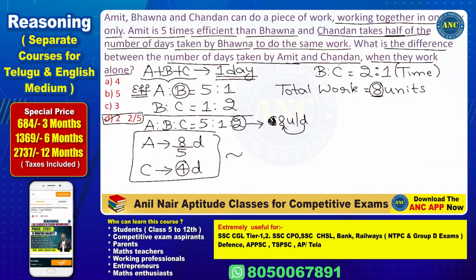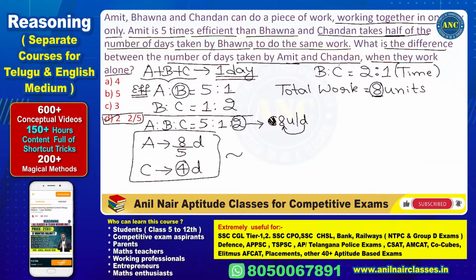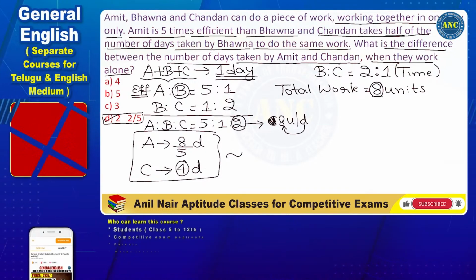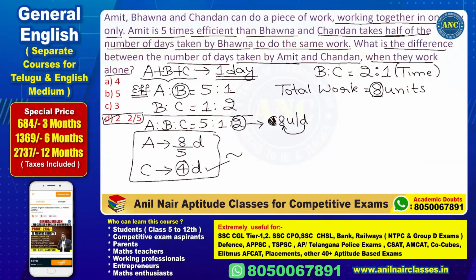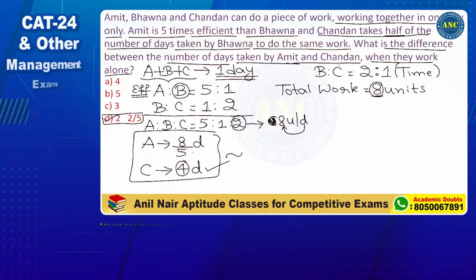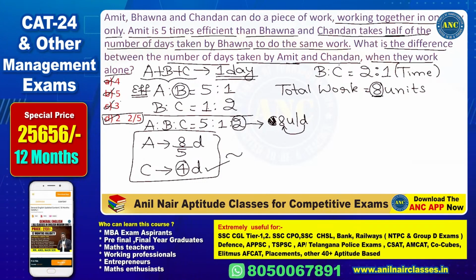Or in fact, if you are little smart, you don't even have to subtract these two and find the actual value, because think logically once again. 4 days is a whole number. 8 by 5 days is not a whole number. When I take the difference of a whole number and a decimal or a fractional number, the answer also will be in fraction. There is only one option which is in fraction. Option D should be the right answer.